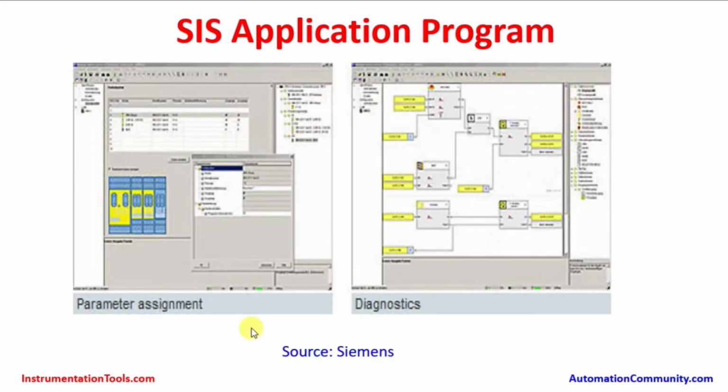This is a sample program by the vendor Siemens. These are all the standard library blocks. So the user can call the library and then pull the respective block to add and create his own program. And this is another screen showing the diagnosis, which can be used to troubleshoot any error in that application.